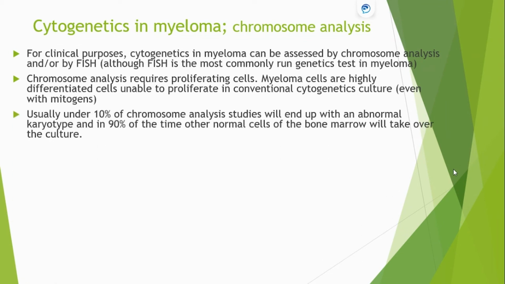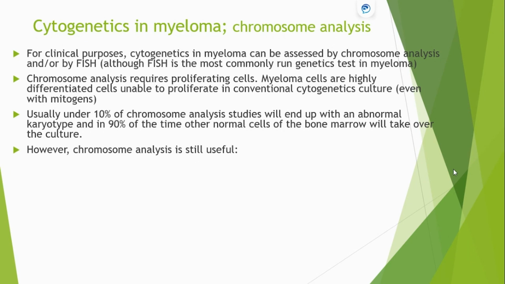Because of that, almost 90% of the time, you're going to have a normal karyogram in a patient referred for myeloma. The reason is that the bone marrow contains other cells that can actually take over the culture and generate a normal karyogram instead of the plasma cells, which are abnormal.